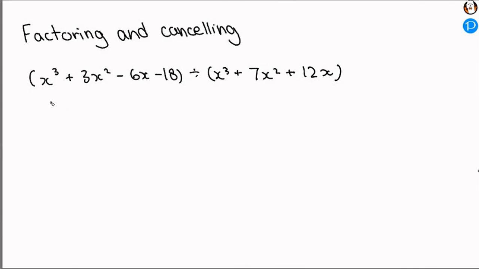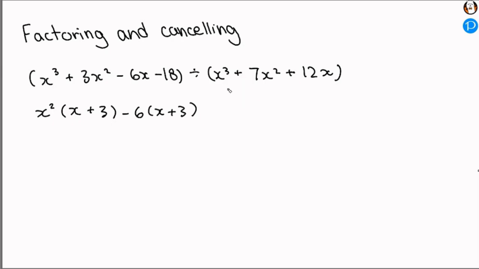Let's factor the first polynomial first. So we can factor out x to the power of 2 from the first two terms. So we have x to the power of 2 times x plus 3. We can also factor out -6 from the last two terms. This is factoring by grouping.